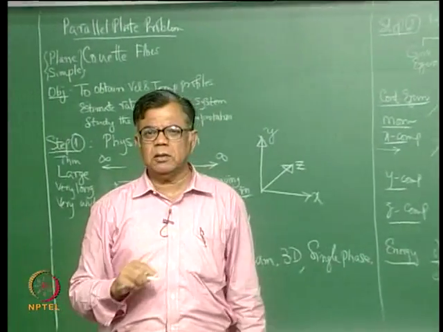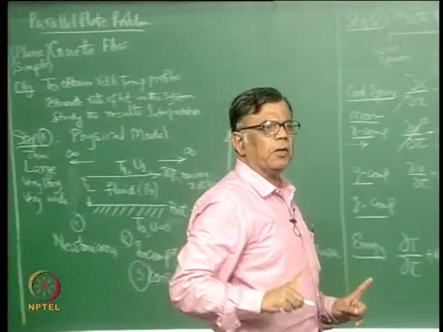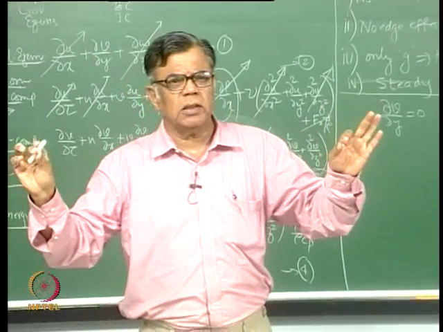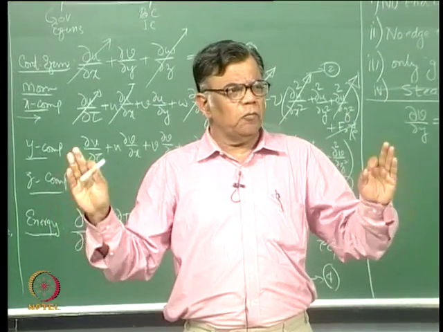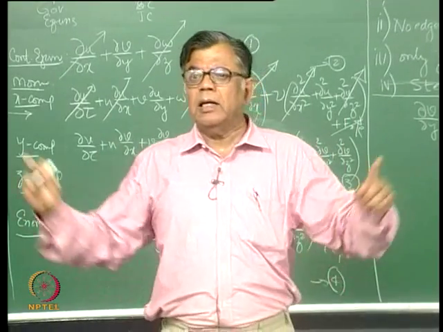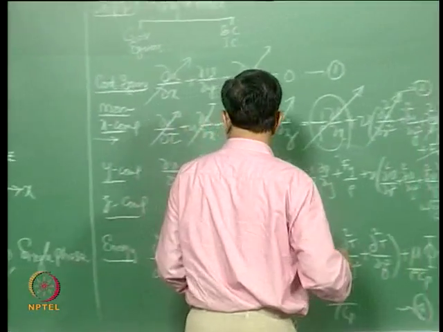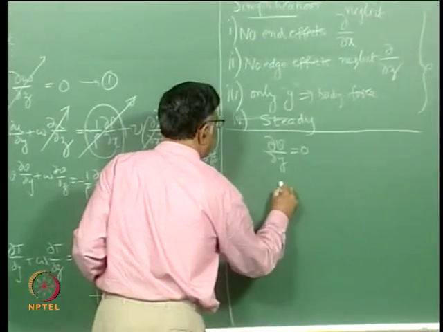Now, write down the expression. What is the x component momentum? There is not a boundary layer thing. There are no boundary layer assumptions. This is the Navier-Stokes equations with certain geometry, flow and some assumptions we have made, like no end effect, no edge effect. So, what is this?